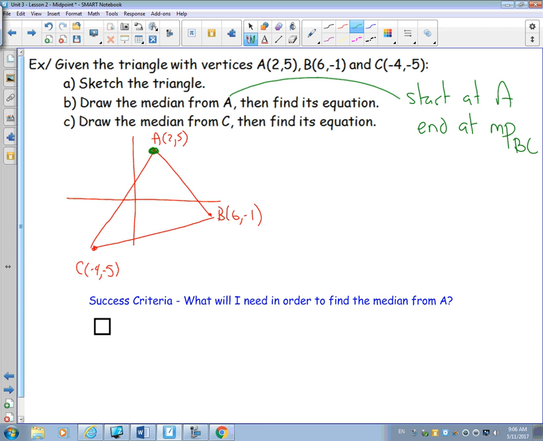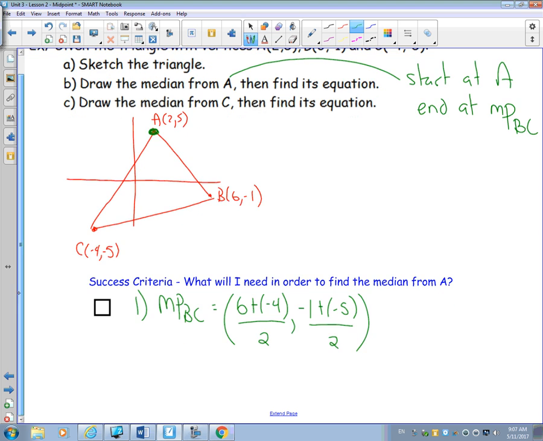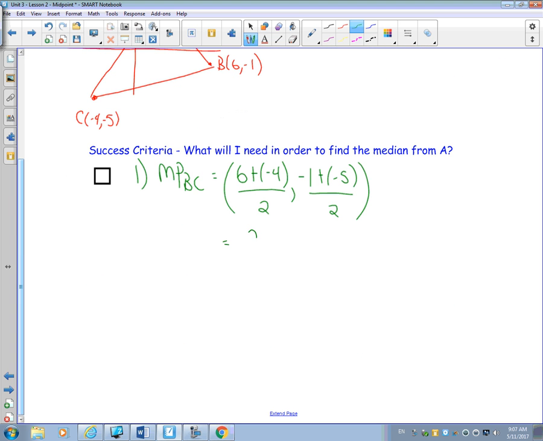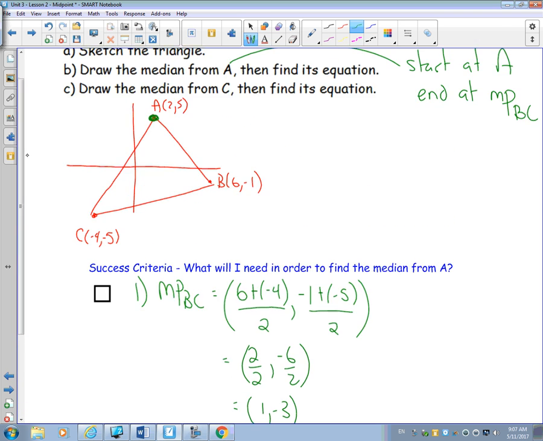So step number 1, find the midpoint BC. We can do that. We've learned about midpoint today. Midpoint of BC, I got to take B and C, add them together, divide by 2. So negative 1 plus negative 5 divided by 2. Let's do our math here. We'll get 2 over 2 and negative 6 over 2, which comes out to 1, negative 3. Okay. 1, negative 3. That's about there. Midpoint B, C. I can draw the line now. I know where it starts. I know where it ends.